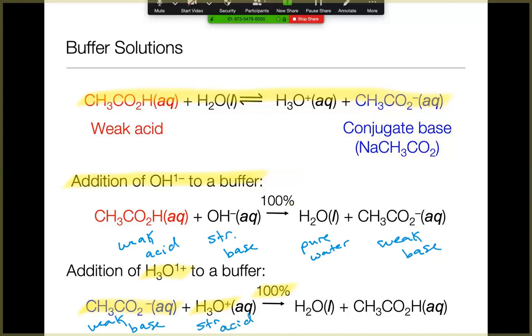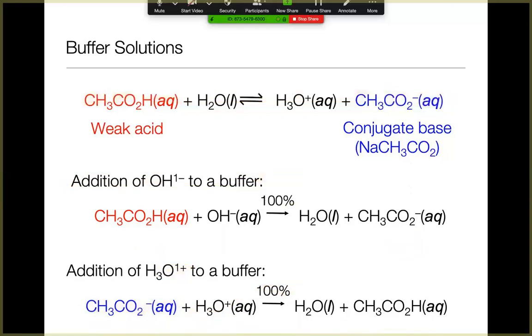When the reaction is over, again, we have pure water, which doesn't affect the pH, and we've converted effectively that strong acid into a weak acid. So yeah, the pH has changed a little bit now, but it's resisting that change in pH, and that's what buffers do. Long story short, effectively they turn strong bases into weak bases, and they turn strong acids into weak acids.